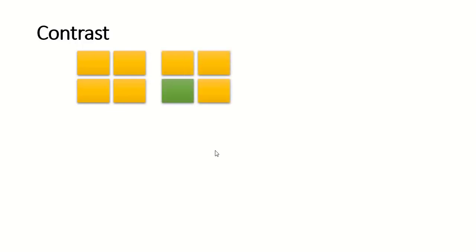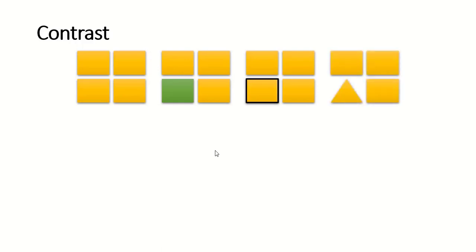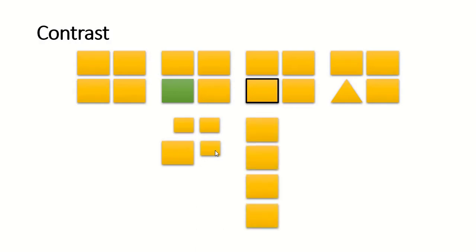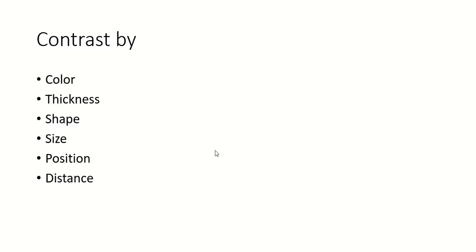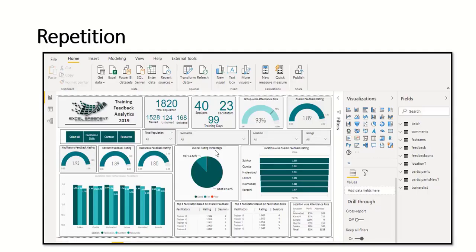So there are some techniques: changing the color, creating a border for that shape or object, changing the shape, changing the size, orientation, or the distance of the objects. These are some of the techniques in which you can make an object a bit different so that it is focused on first when a user sees a dashboard. So contrast is related to a change in color, thickness, shape, size, position, and distance.